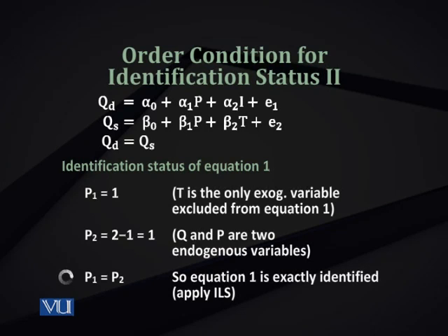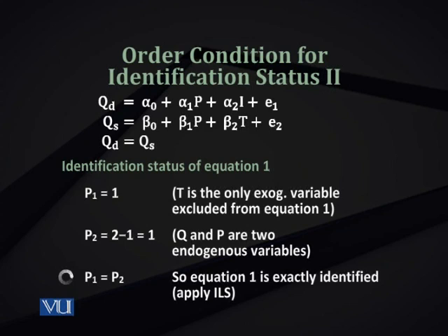For example, P1, what was P1? The number of exogenous variables that are excluded from the equation. Or we had an alternative. P1 was defined as the total number of exogenous variables in the model minus the number of exogenous variables in the equation. Let's look at this alternative. So you have two exogenous variables in total, I and T. And you have only one exogenous variable in the equation. So 2 minus 1 is 1. So the value of P1 is 1 in case of the demand equation.